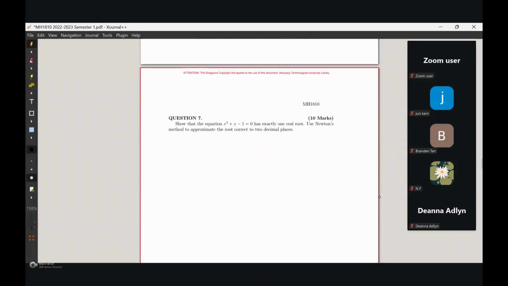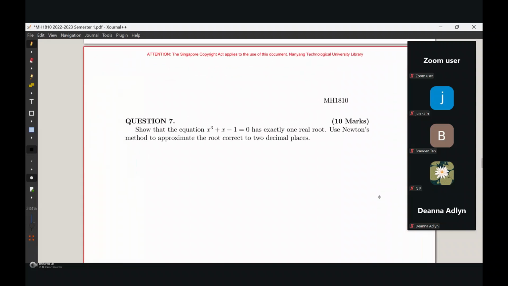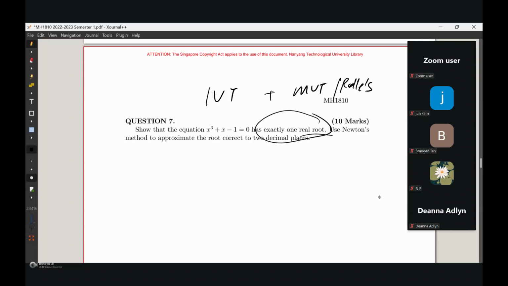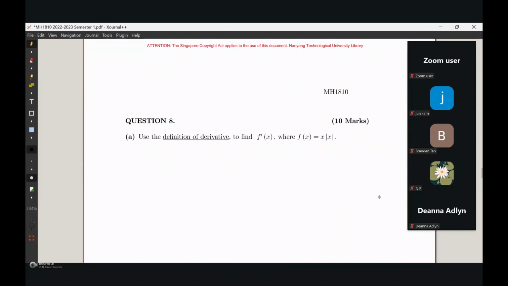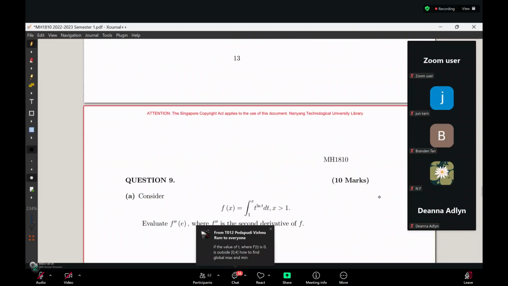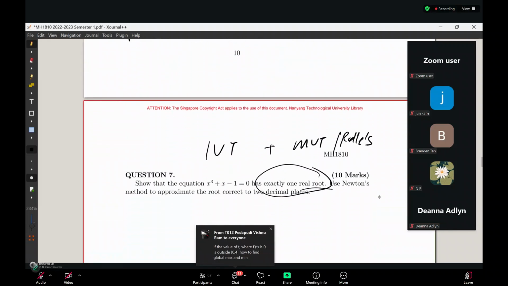Okay, question 7. Show that it has exactly one root. Whenever we have this type of question, where they say show it has exactly one root, you will be combining IVT plus MVT, or both, up to you. When you say exactly one, it is most of the time using IVT or MVT. So we want to show it has exactly one root first. Usually there's only one question about proving. So is there any proof question here? Just check. So don't have. Yeah, this will be the proving question for this.